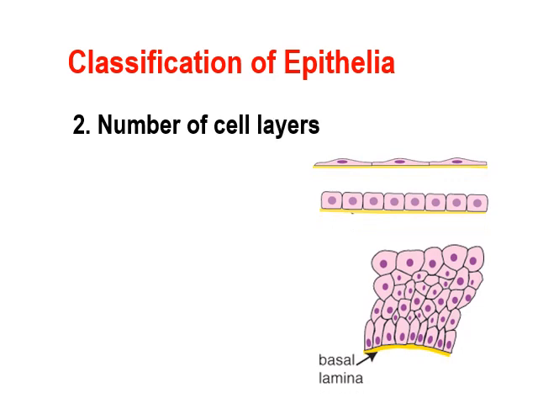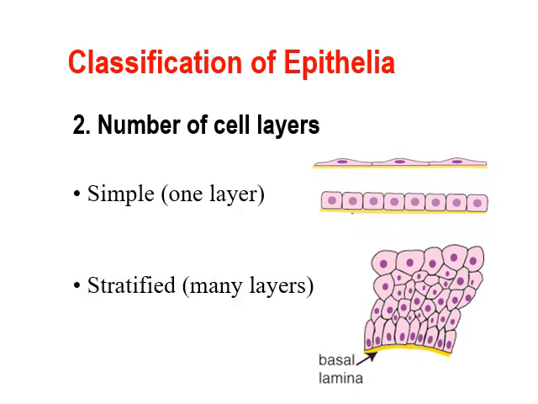A second criteria for classifying epithelia is its number of cell layers. A simple epithelium contains a single layer of cells. A stratified epithelium contains many layers of cells. The more layers of cells in an epithelium, the more protection it can provide. We label the different kinds of epithelia based on the dominant cell shape and the number of cell layers.